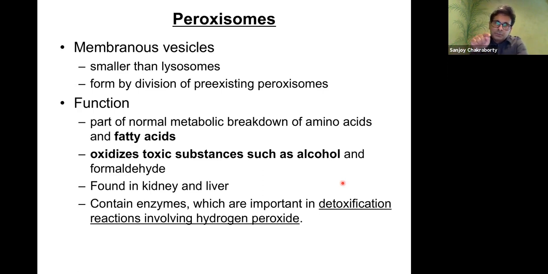Because they have a special enzyme. They can remove hydrogen peroxide, meaning they can convert hydrogen peroxide to water. Catalase, for example, is one of those enzymes. So they are very specialized organelles in that regard. They deal with fatty acid, other organic molecules, and alcohol, but they take the route of production of hydrogen peroxide. That's why the name peroxisome.